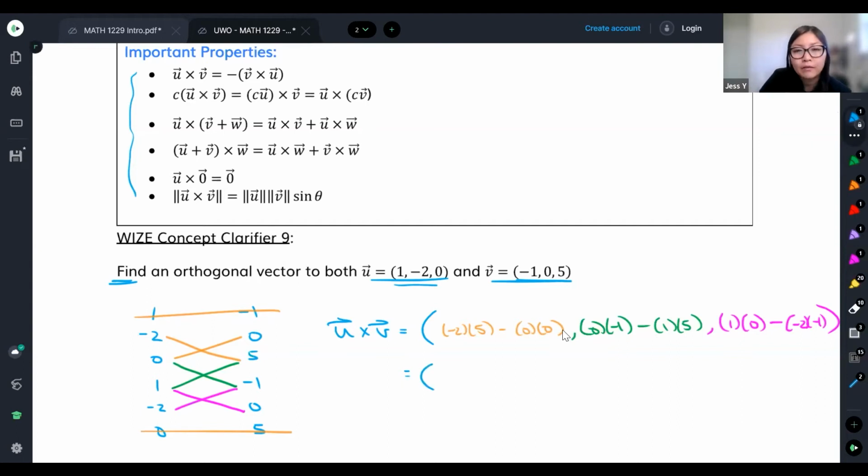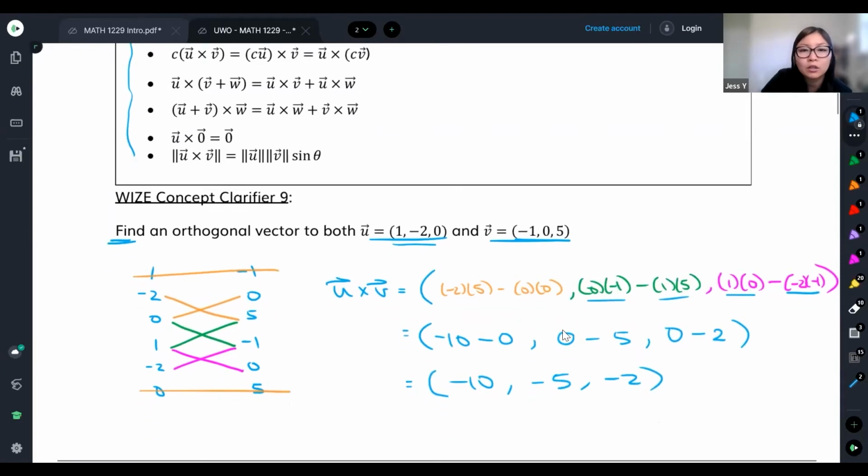So here we have negative 2 times 5, which is negative 10, minus 0. And then 0 times negative 1 is 0, minus 5. 1 times 0 is 0, minus, be careful with your negatives, negative 2 times negative 1 is positive 2. Okay. And then keep going. So negative 10 minus 0 is negative 10. 0 minus 5 is negative 5, and 0 minus 2 is negative 2.